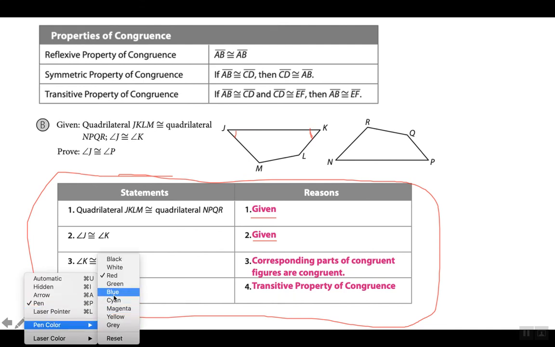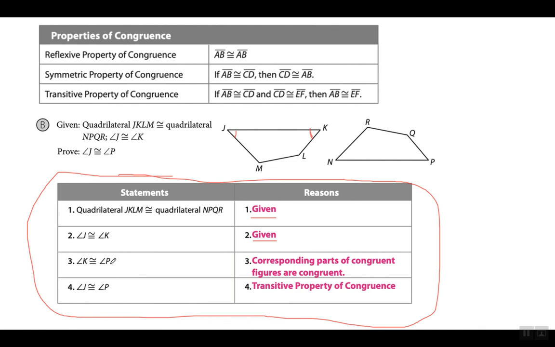Okay, now it says here that angle K is congruent to angle P. Well, that makes sense because they're both the second letter. It says here that this quadrilateral is congruent to this quadrilateral. So that means that angle K has to be congruent to angle P because they're both the second letter in the names of these quadrilaterals. Okay? And for the reason, again, look what they put. Corresponding parts of congruent figures are congruent.